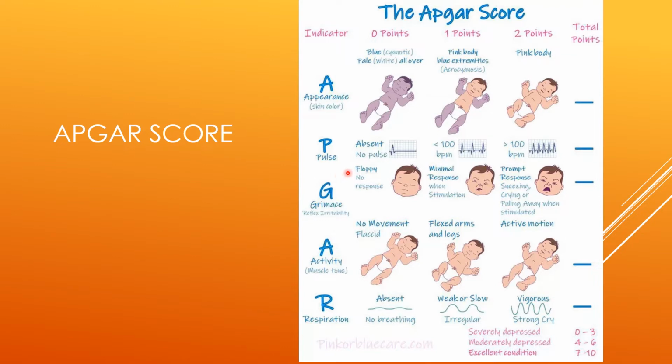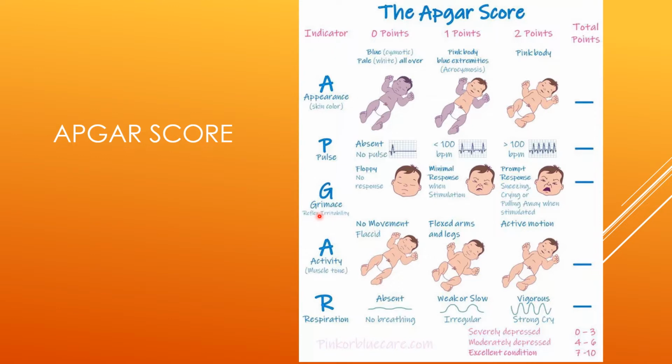Then pulse: if there is no pulse, the point will be 0. If the pulse rate is less than 100 beats per minute, the score will be 1 point. If the heart rate is more than 100 beats per minute, the score will be 2 points.